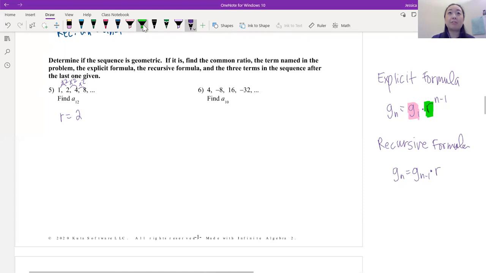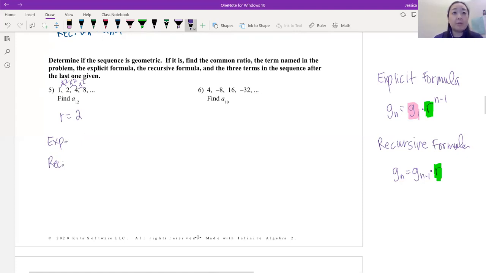So the only thing you would have to change for that is just this R. Everything else, you just copy that down. It's just the same thing. It's not different. So let's go explicit, recursive. And this one, we're actually going to try and use the formula for it.